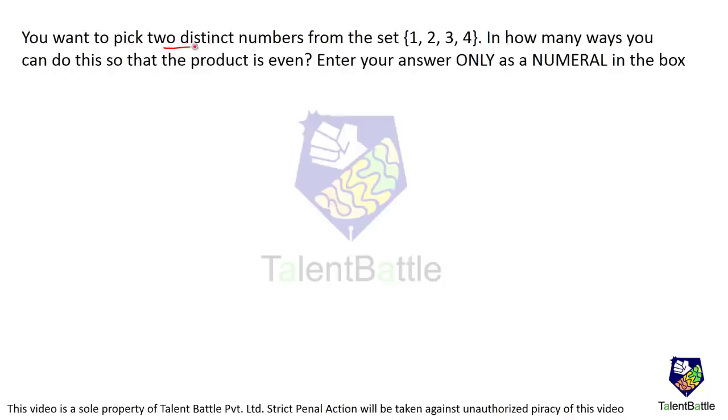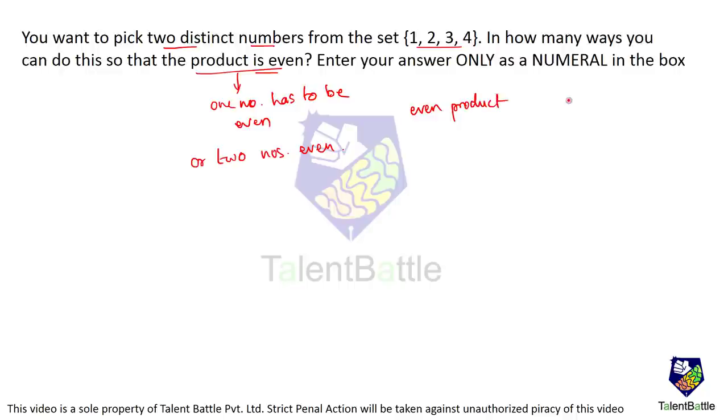You want to pick two distinct numbers from the set 1, 2, 3, 4. In how many ways can you do this so that the product is even? Okay, now when you want the product to be even, one number has to be even, or both numbers even. So now there are only two possibilities, even product and odd product, correct? There is no other way, right?